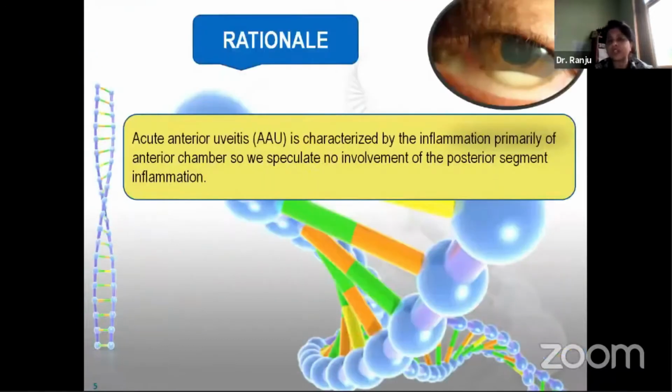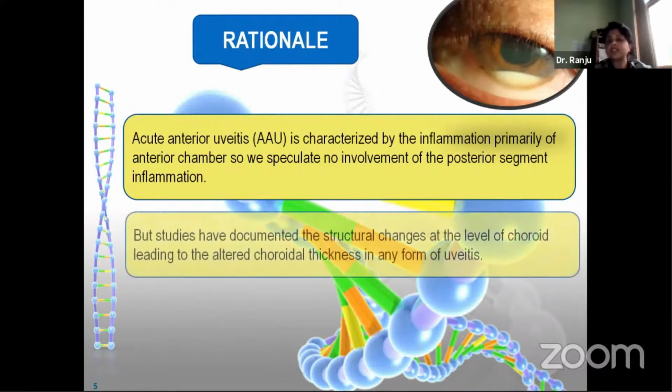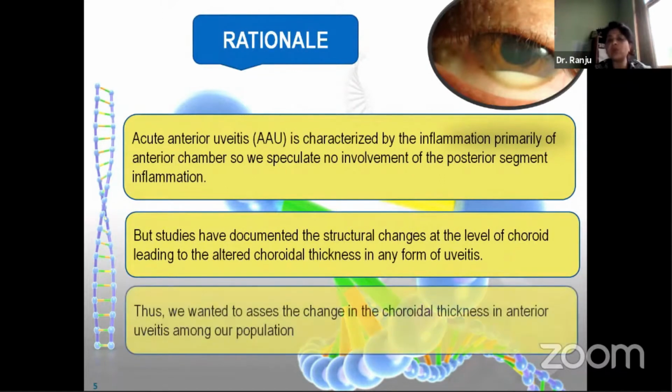So we thought of a study where we plan to study whether there is involvement of the choroid in acute anterior uveitis. We know that in acute anterior uveitis, it's basically inflammation of the anterior chamber, where there will be the presence of cells and flare, and we don't speculate any involvement of the posterior segment in inflammation. But there are some studies which document that structural changes do occur at the level of the choroid, leading to altered choroidal thickness even in anterior uveitis. We wanted to assess this change in the structure of the choroid, in the form of choroidal thickness, in the uveitic eyes of our population.